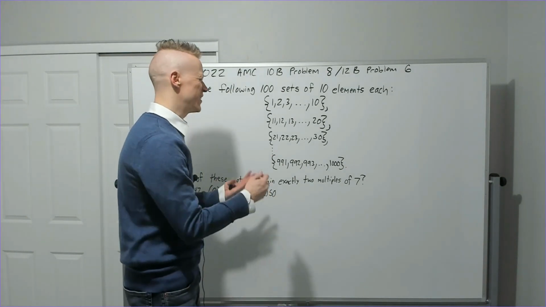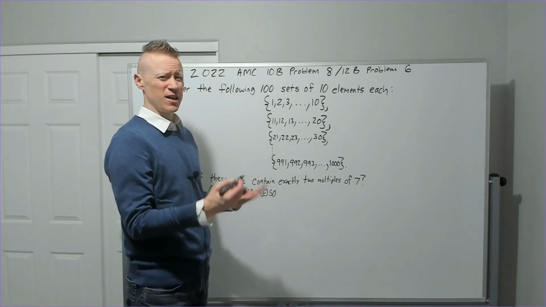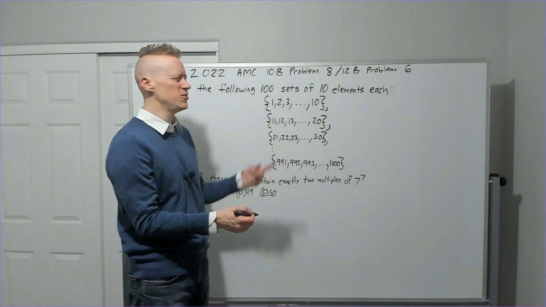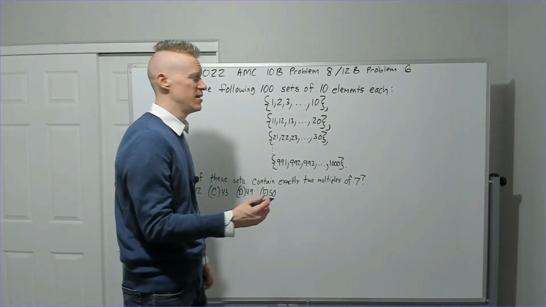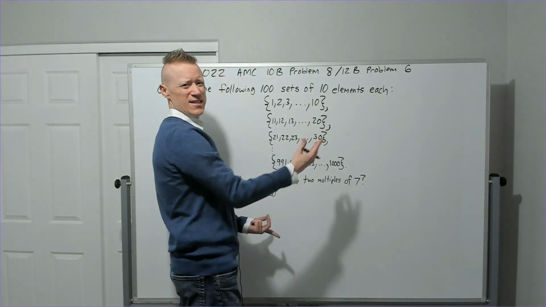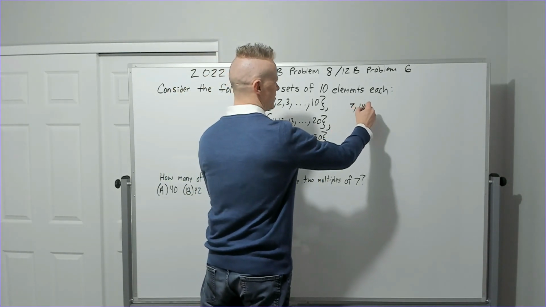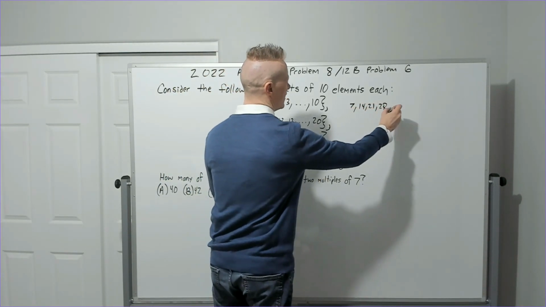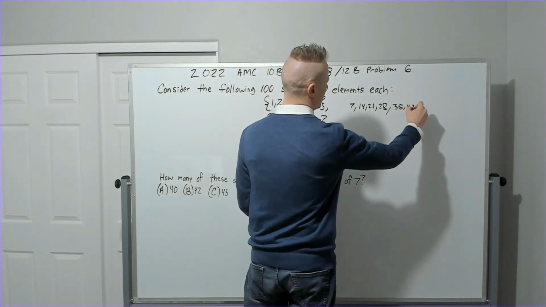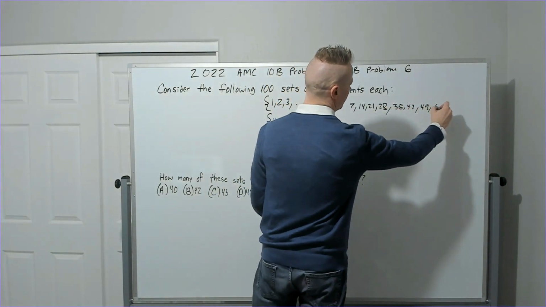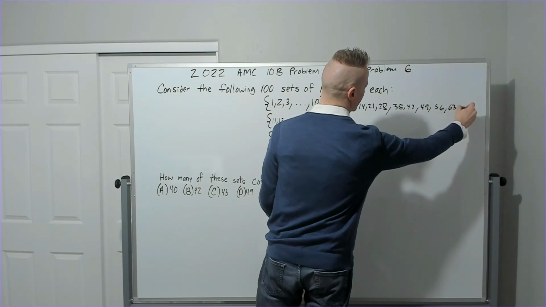Well, let's just get a feel for the problem, right? When you're trying to get used to it and you're not quite sure what you're going to do, just take the first one and see. Well, it's going to have 7, but that's it. 14 is the next one. So let's see if we can write some out: 7, 14, 21, 28, 35, 42, 49, 56, 63, 70.